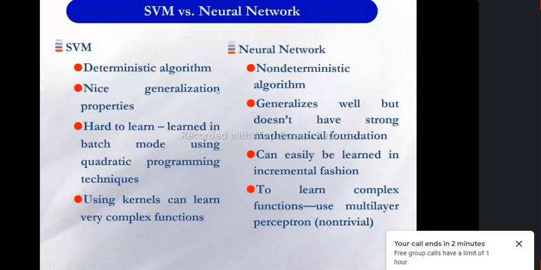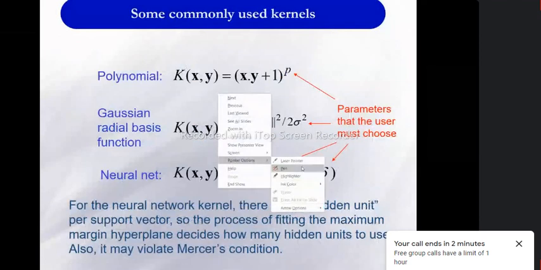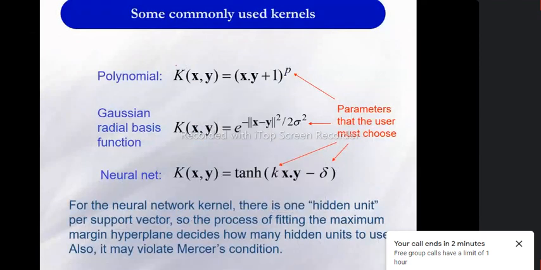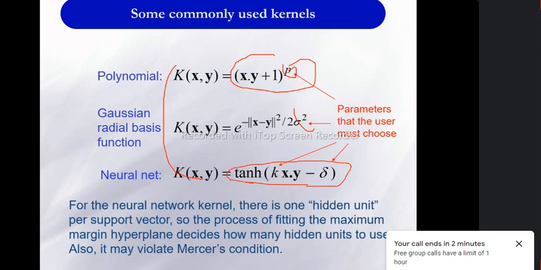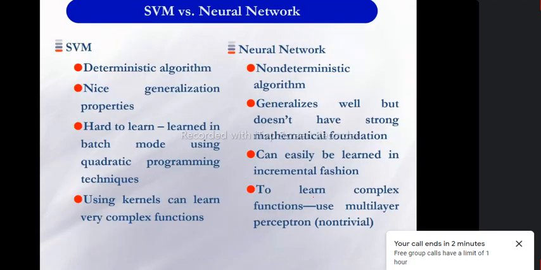Here is the one I told you before about the types of kernel. If it is a polynomial, there is a polynomial. If it is Gaussian RBF, here it is the radial basis function below, and there is the one we said is the sigmoid type. We can say that. And here is some comparison you can read.